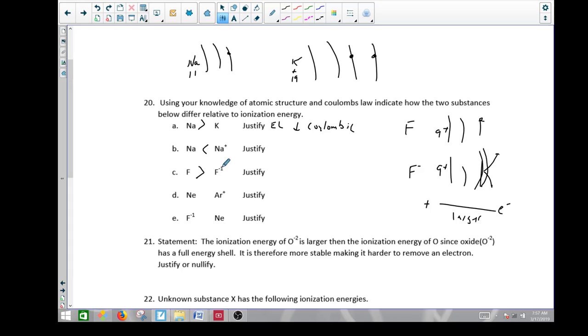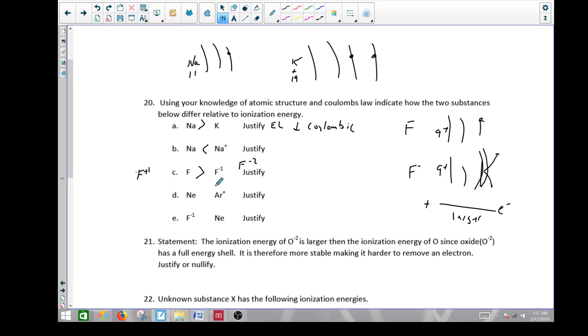And remember, every time we remove successive electrons, it gets harder and harder and harder. So it would be easier to remove an electron from F-. It would get harder, and if it technically was F+1, even harder. So the ionization energy gets bigger, bigger, biggest.